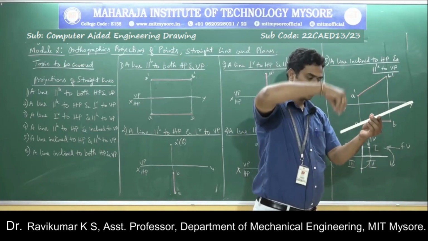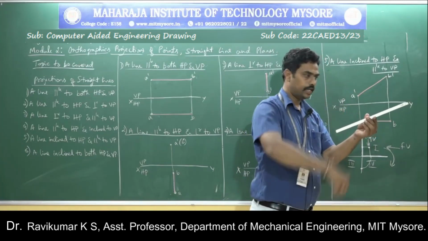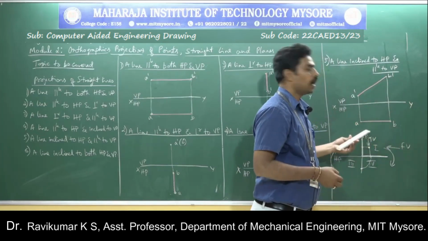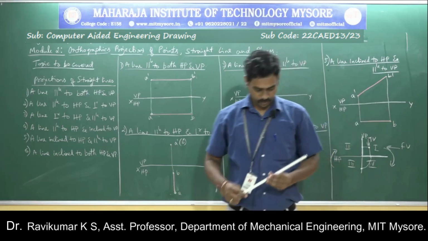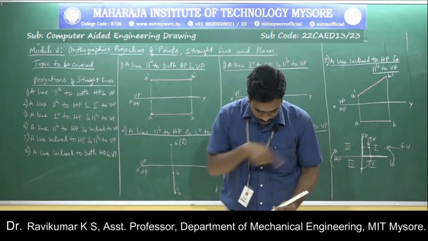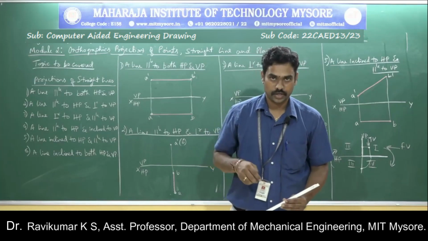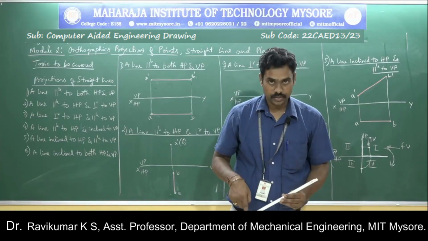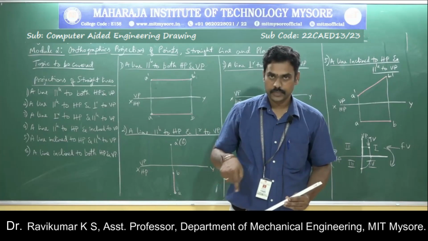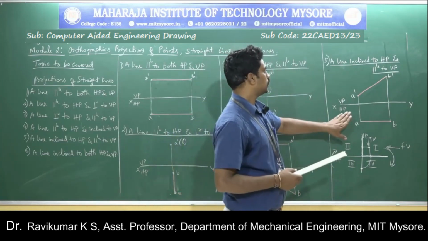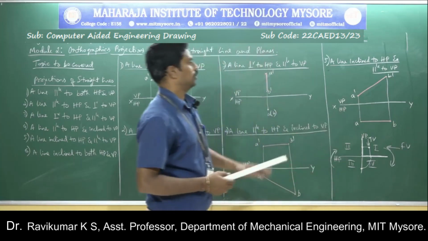Similarly, for the top view, project this point onto the horizontal plane and this point onto the horizontal plane, and if you join them, it appears parallel. If you look at it in this view, it appears as a straight line. Maybe this is nearer and this is far, but it appears straight in the top view if I look at it in this view. So this is the fifth condition.